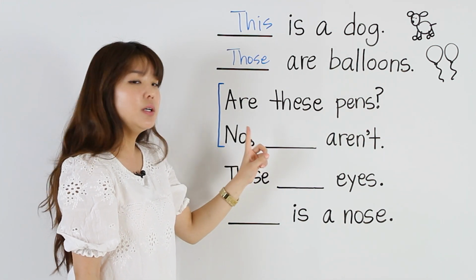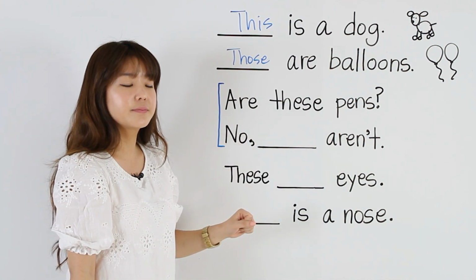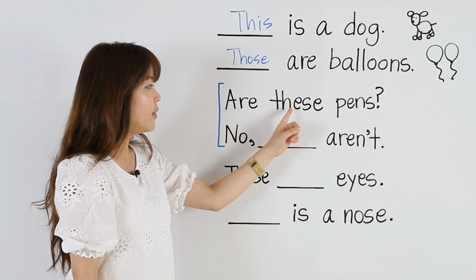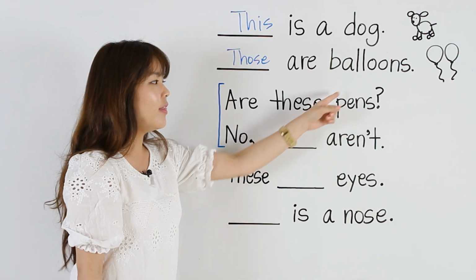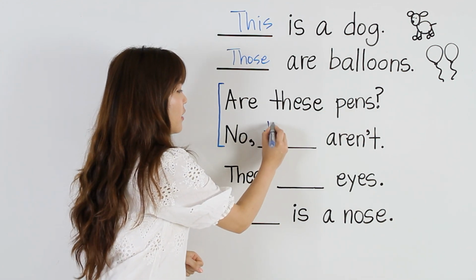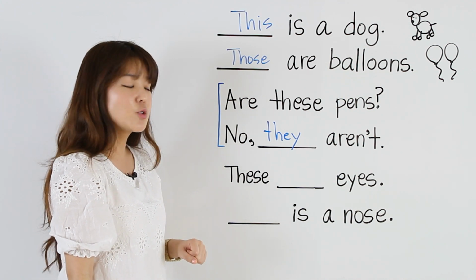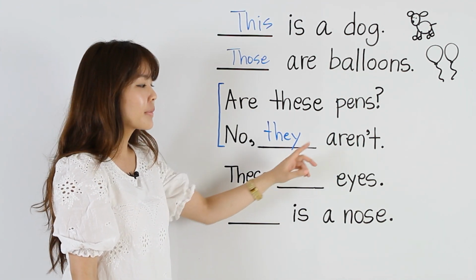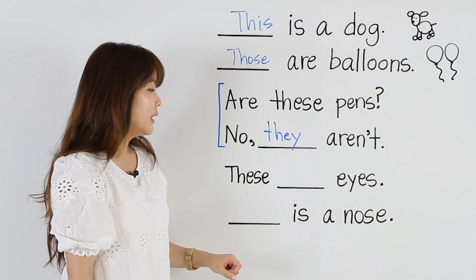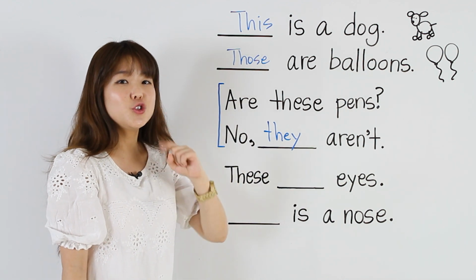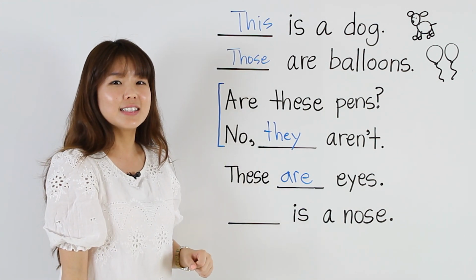Okay, I can put two answers here. No, aren't. I can say no, these aren't. Or I can say no, they, more than one, they aren't. Okay, the next one, these eyes. We need a be verb. Okay, there's more than one, right? There are two eyes. So these are eyes.